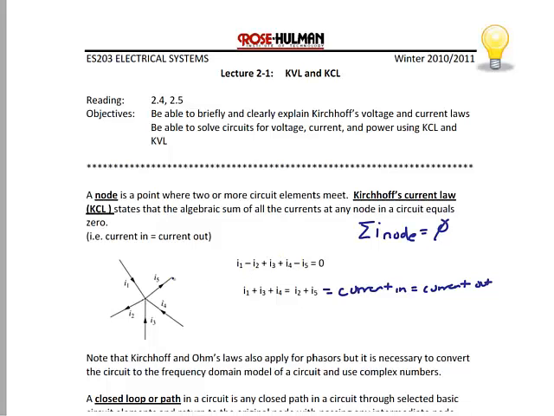In this top definition, if you look at our figure, we've made the current going into the node positive and the current coming out of the node negative. So you would have I1 minus I2 plus I3 plus I4 minus I5 equals 0, which is algebraically equivalent to the second equation, current in equals current out.